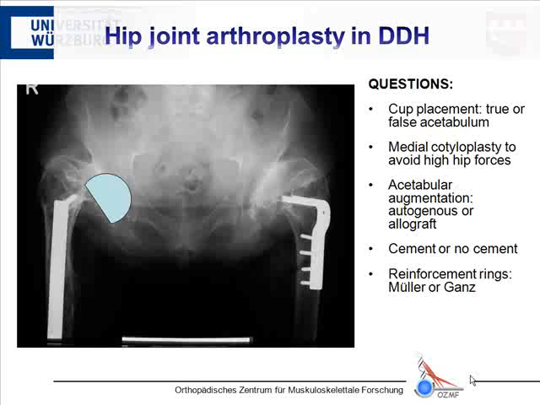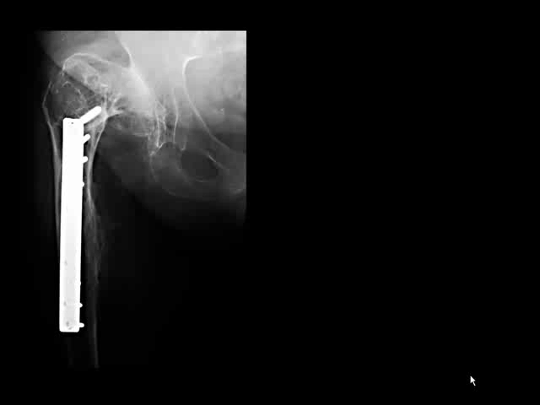But if you don't want to do that, if you want to keep bone in there, then you have to think about an acetabular augmentation, which can be done by allograft, you know that, or which can be cemented in the same area. Or you have to think about cementing the cup anyway, or do a cementless fixation, or you can use reinforcement rings like these that we use in Germany. It's the Müller ring or the Ganz ring that we take. And in this case, we used a reinforcement ring which functioned well.